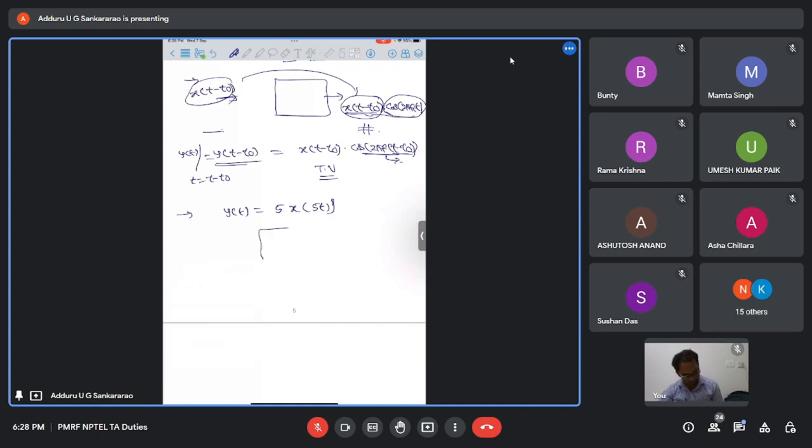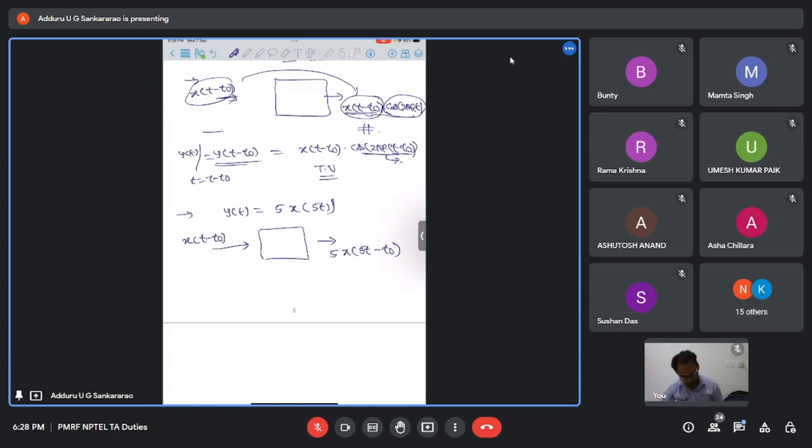Now if I shift the input, the output is 5 into x of 5t minus t naught. This is the output due to the shifted input. So x of 5t minus t naught.